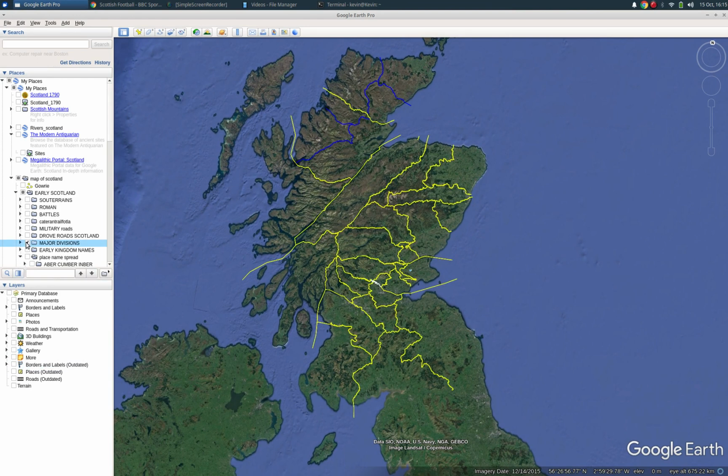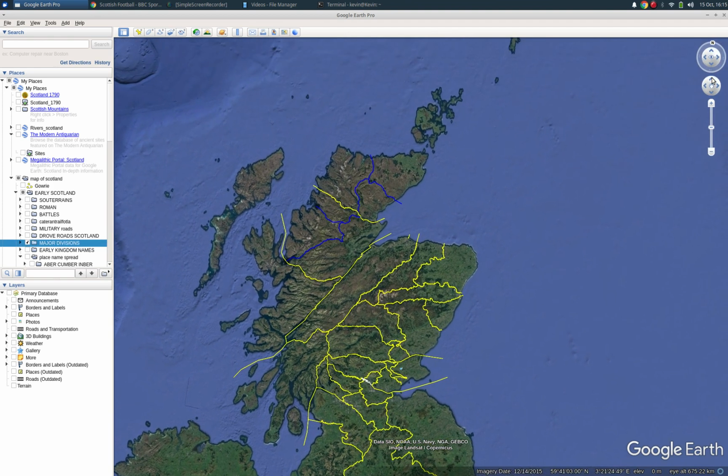divisions. Now, as you can see, these yellow lines, they are in fact the main rivers in Scotland. So we can see the River Ness, the River Spey, the Deveron, the Don, the Dee, the Tay, obviously the Forth.